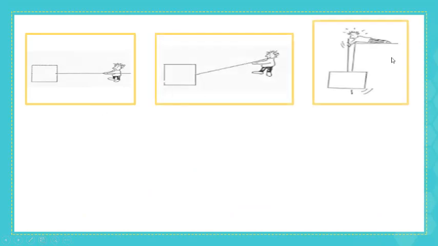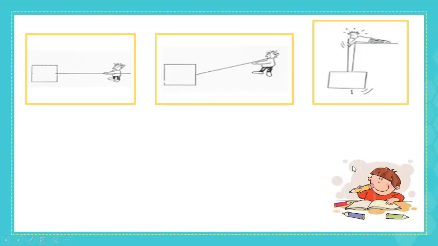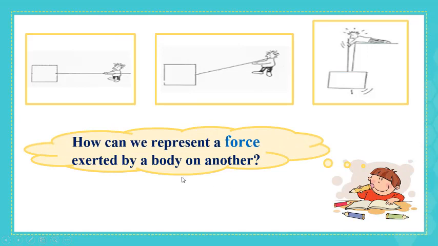Observe these three cases. The boy is exerting a force on the same box. Is this force the same in the three cases? What do you think? How can we know? To know if this force is the same or different, we should first learn how we can represent a force exerted by a body on another. Then we can see if this force is the same in the three cases or not.